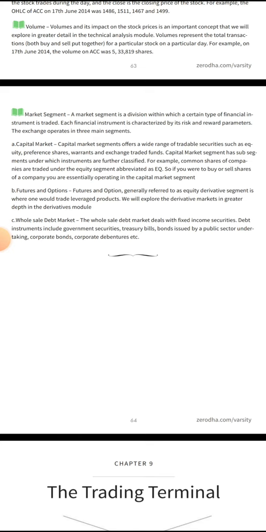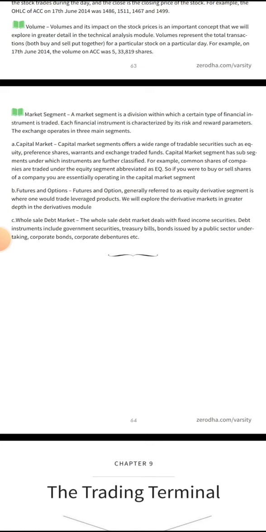1. Capital market. The capital market segment offers a wide range of tradable securities such as equity, preference shares, warrants, and exchange traded funds. The capital market segment has sub-segments under which instruments are further classified. For example, common shares of companies are traded under the equity segment, abbreviated as EQ. So if you were to buy or sell shares of a company, you are essentially operating in the capital market segment.